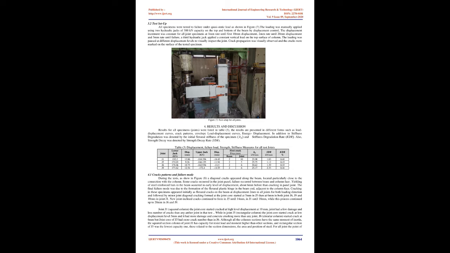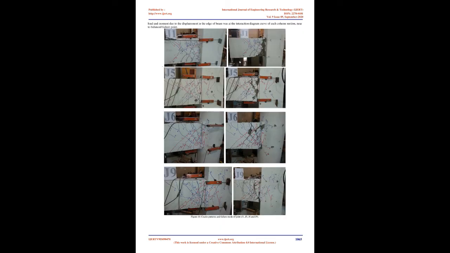8 linear variable displacement transducers, LVDTs, with 0.01 mm accuracy were fixed as shown in Figure 6 to measure the required displacement. Test setup. All specimens were tested to failure under quasi-static load as shown in Figure 7. The loading was manually applied using 2 hydraulic jacks of 300 kN capacity on the top and bottom of the beam by displacement control. The displacement increment was constant for all joint specimens at a 1 mm rate for the first 10 mm displacement, 2 mm rate until 20 mm displacement, and 5 mm rate until failure.